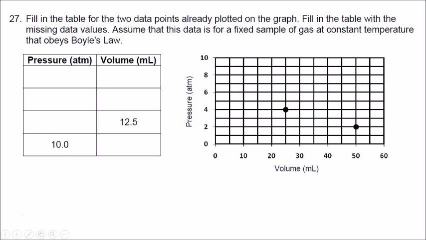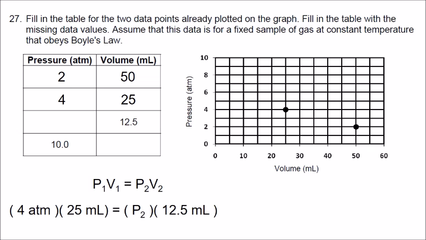Question 27 is giving us a data table with pressure and volume. This involves Boyle's law. We're given 2 data points, and we have to fill in the missing information. So this data point has a pressure of 2 atmospheres and a volume of 50 milliliters. This data point has a pressure of 4 atmospheres and a volume of 25 milliliters. If we use Boyle's law, 2 times 50 equals 4 times 25. So far so good.